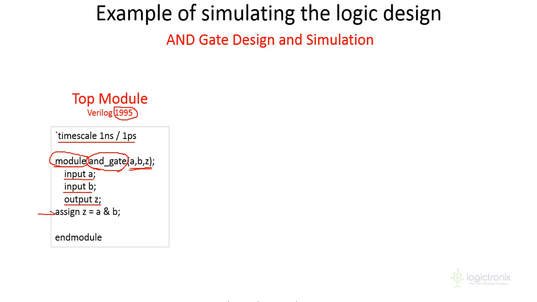The operation is done in the assign statement. What happens here is ANDing of A and B generates the result and gives it to the Z variable. Z is the output port, so it will hold the results, and then we have the end of the module. So this is the very basic 95 version of a Verilog program for an AND gate.